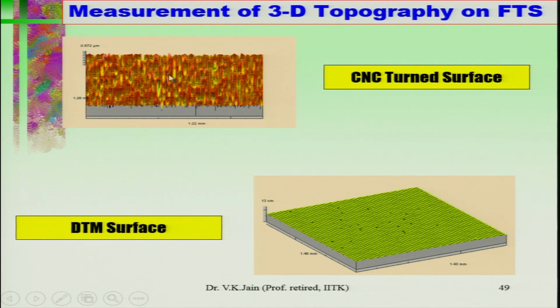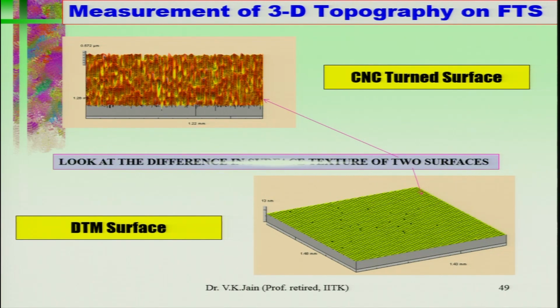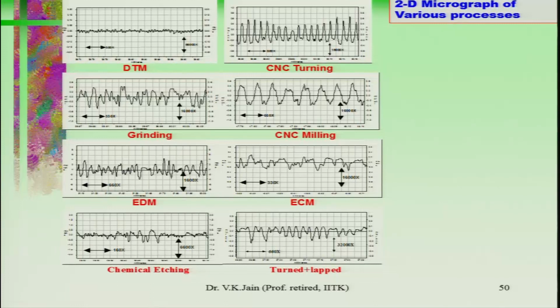Now, you can clearly see here that this is the CNC turned surface. What is the texture of the surface turned with the help of the CNC machine, and this is the DTM turned surface, and you can clearly see the difference in the texture of these two types of turned surfaces. So, it clearly tells you the quality of the surface turned on the DTM, and I will just show you the kind of surface finish you are obtaining in different operations. Like DTM, you can see clearly what a good surface finish is obtained.